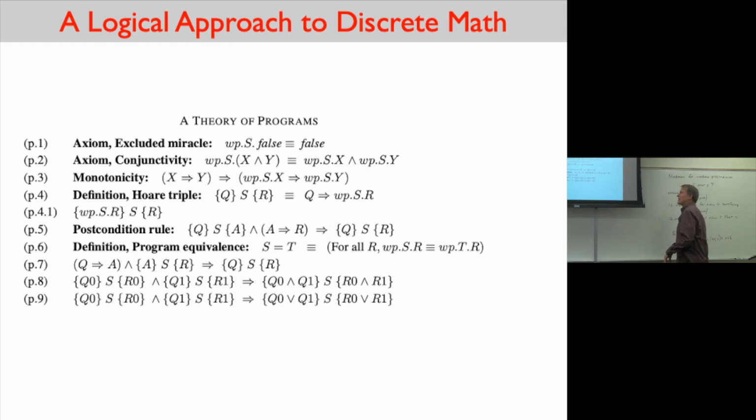All right. So let's take a look at our theory of programs. First of all, the very first axiom, P.1, is called excluded miracle. Now, I didn't make this up. This is the way it is in the literature. It's really called the excluded miracle. And what it says is WP.S.false equivales false. So the precondition of a Hoare triple where the postcondition is false is false.